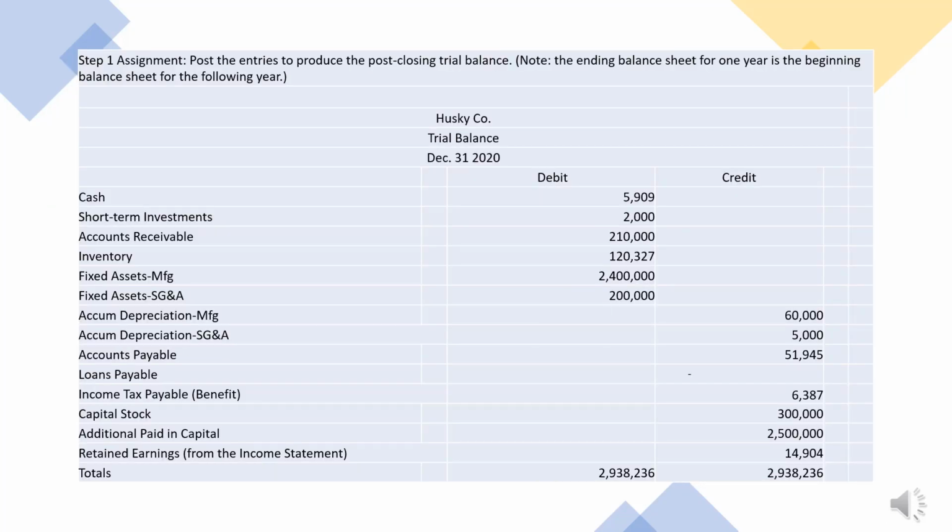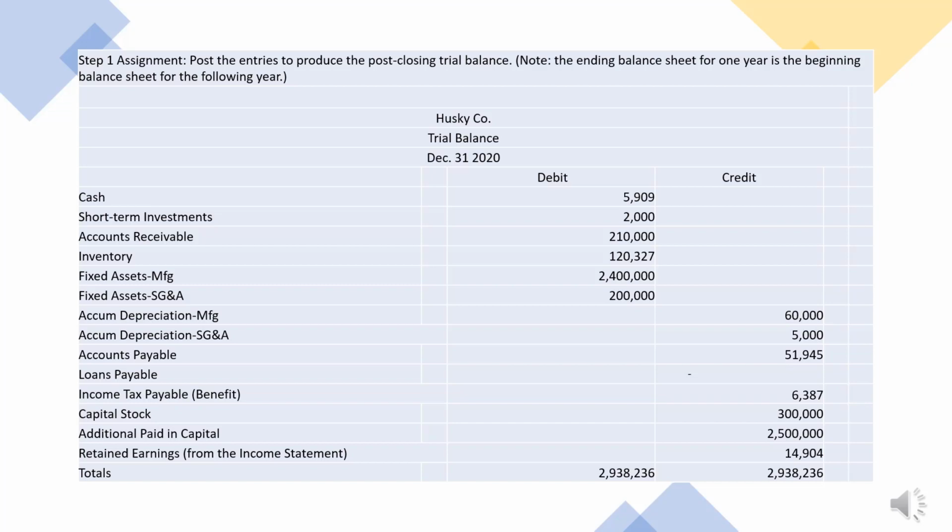The next step of this process in step 1 is to create a trial balance at December 31st after we've closed all the books. That is, after we have taken the income and expense accounts and posted them into retained earnings. So this is what it looks like. You'll notice the debits are on the left. That is $2.938236 million. And the balance on the credit side equals the same.